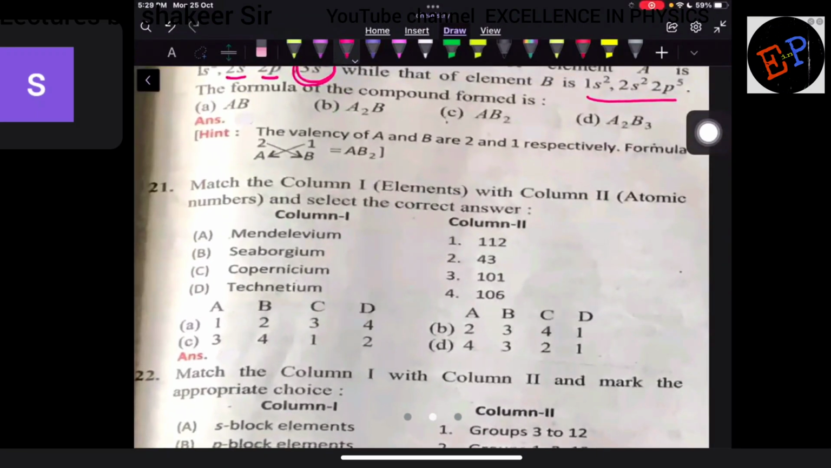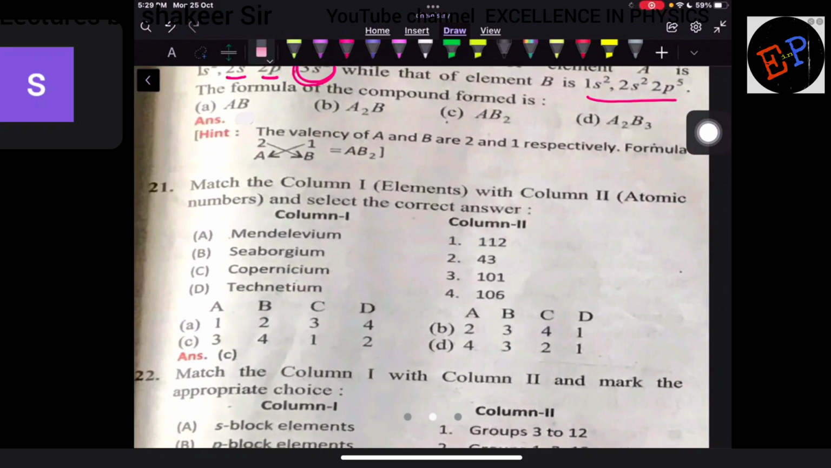Okay, so match column 1 with column 2 and select the correct answer. So Mendelevium, Seaborgium, Copernicium, and Technetium. It is very tough. Only people who have learned by heart can say this one. So we have to refer to the periodic table, or we can do one more thing: we can refer to the answer here. Answer is C, 3412.